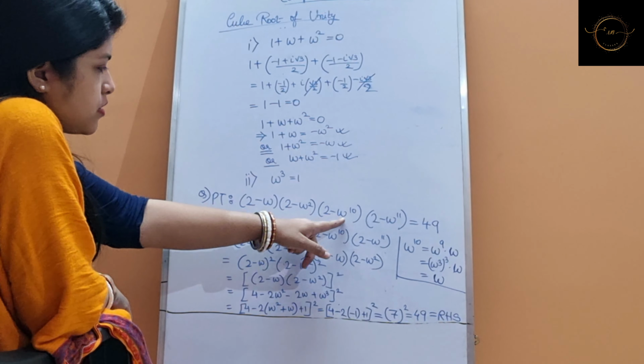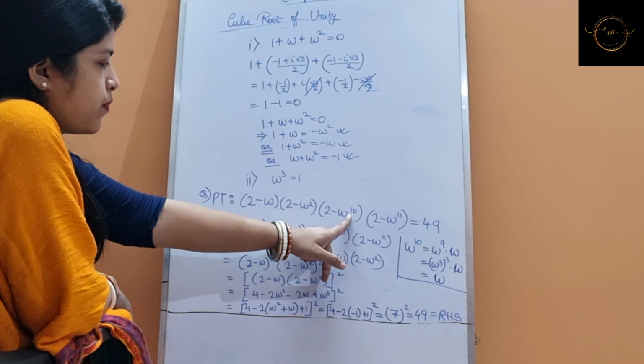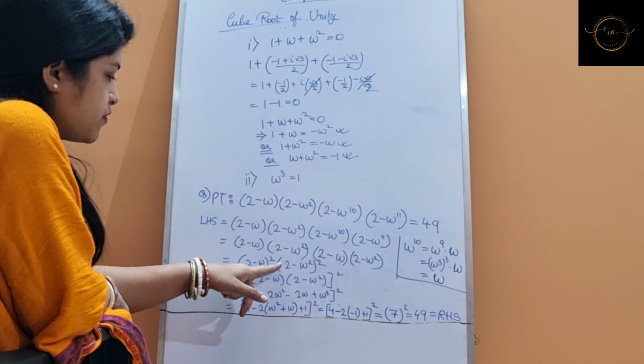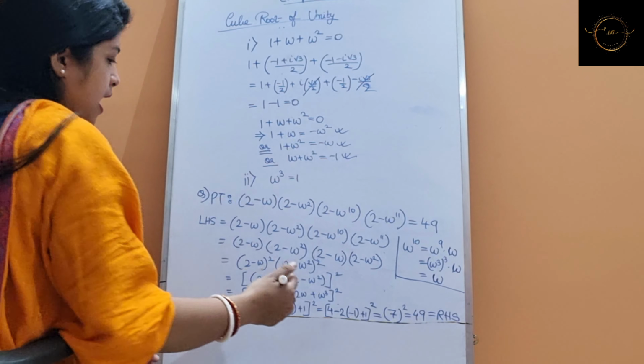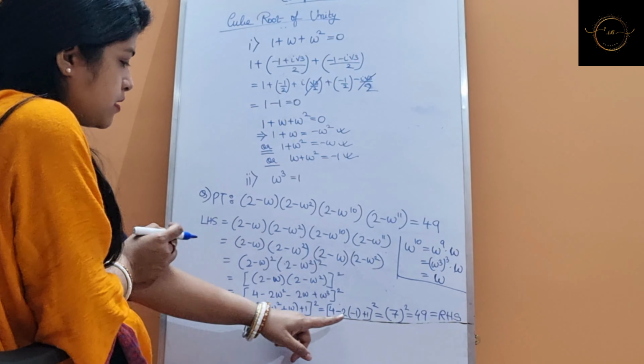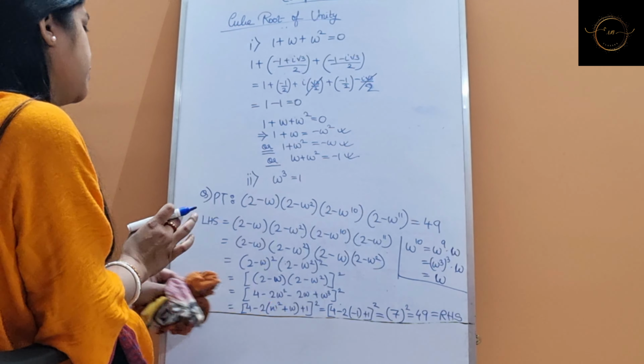So first and foremost, I have found out the value of w to the power 10 and w to the power 11. Then I have simplified the inside part, and therefore I have put the value of w square plus w, and then I have calculated the answer.